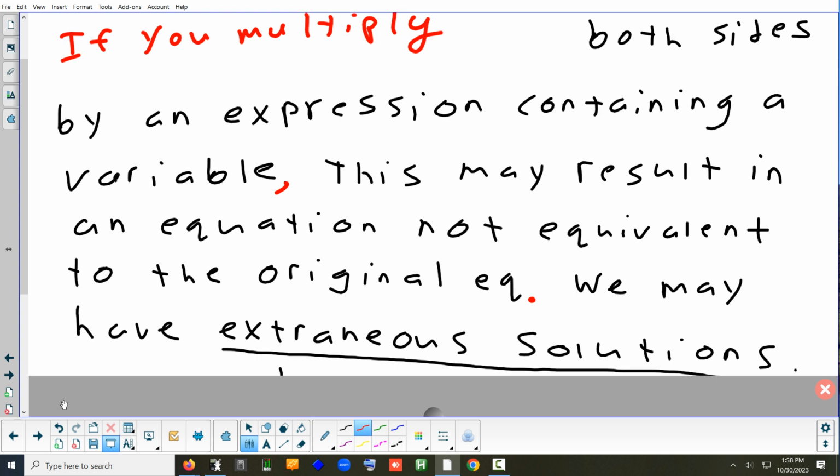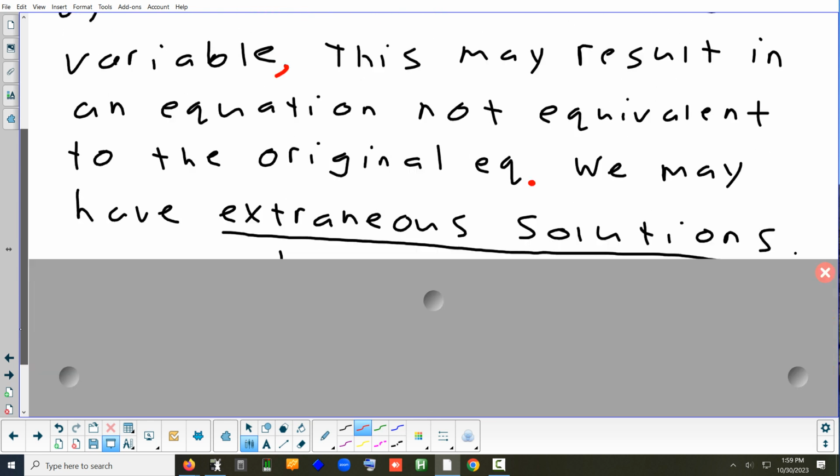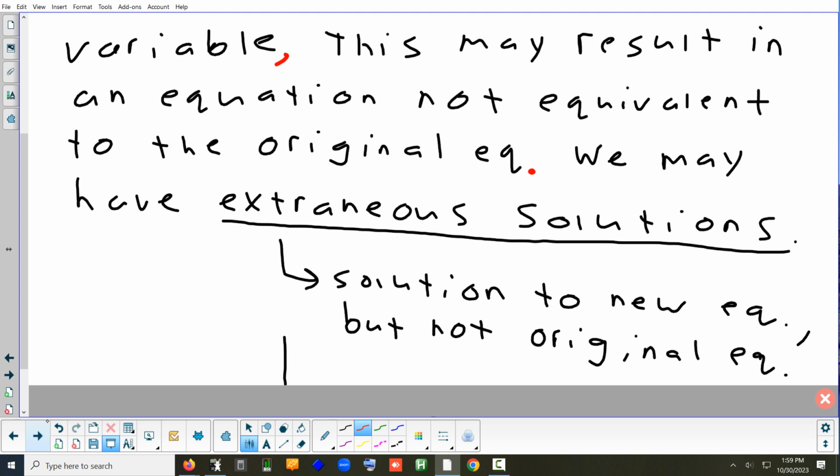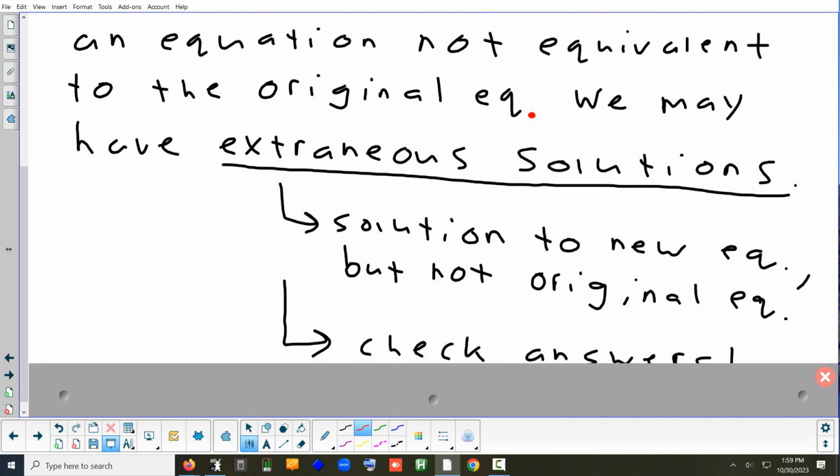Anytime you multiply both sides of an equation by something that has a letter in it, it can mess up your problem. There might be no way around it. You might have to do that. But you might get what's called an extraneous solution. An extraneous solution means it's an answer to the problem that you created by trying to solve it. It was created by the process, but it is not an answer to the original problem you started with.